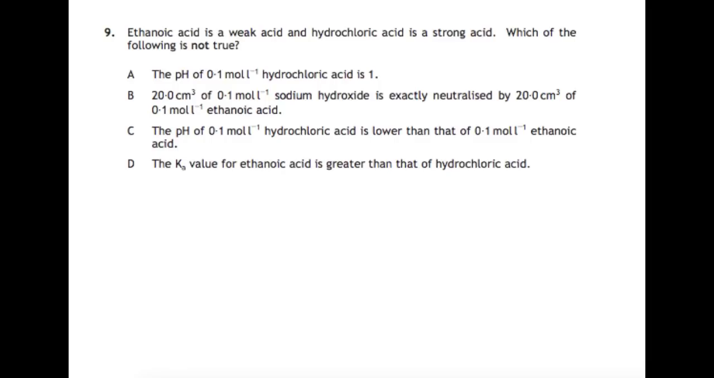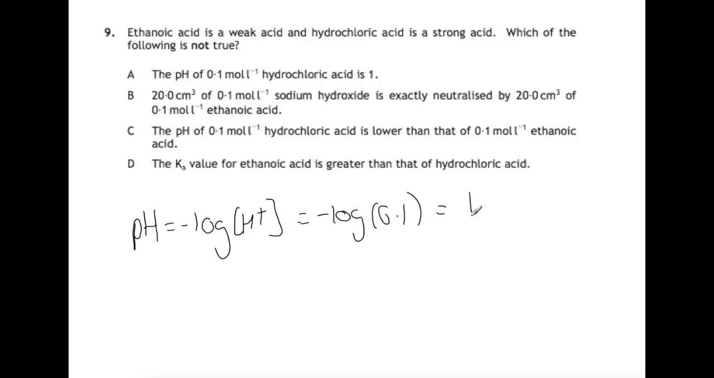So another question looking at your knowledge of acids. You have ethanoic acid is a weak acid and hydrochloric acid is a strong acid. Which of the following is not true? We just need to take each of these in turn and work out whatever is required. To work out the pH of a strong acid, such as hydrochloric acid, you do negative log of your concentration of H+, which in this case is going to be the same as the concentration because you have one H+ ion for every mole of hydrochloric acid. And when you work that through, you'll find that that is pH 1, so that is true, so that can't be our answer.